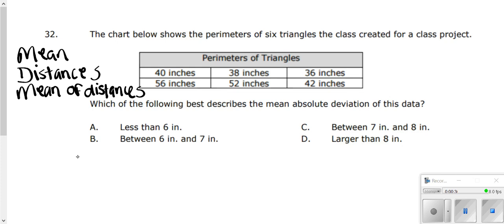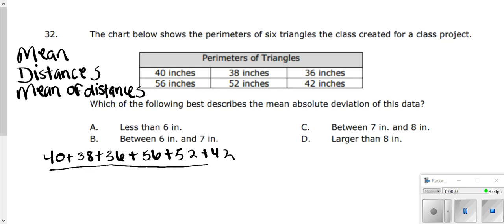So I'm going to begin by taking all of my data and adding it up, and dividing by how many there are. Okay, so when I add up and divide by 6, I get 44 for my mean. The mean is 44.